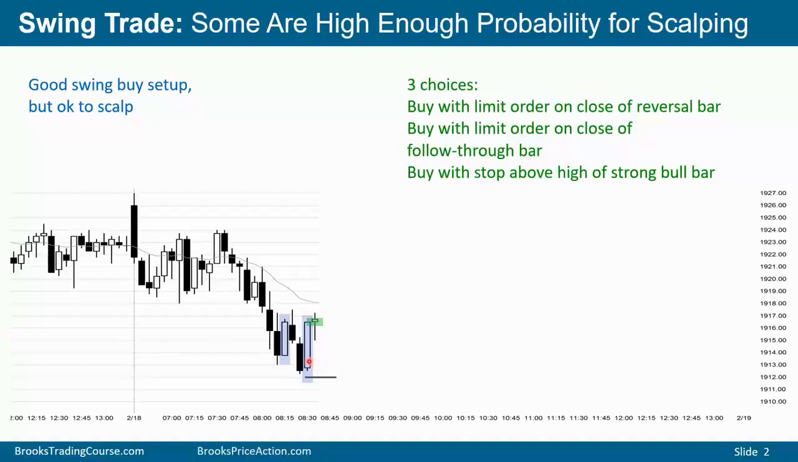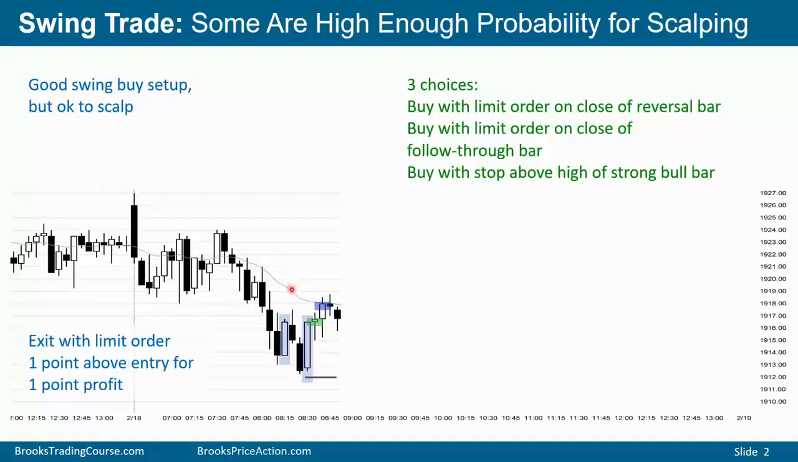Some traders will buy with a limit order on the close of this bar or on the close of that bar. A bull scalper looking for a 1-point scalp, for whatever reason, buys that close, this close on a stop above this bar. His 1-point profit target is here, right at the moving average.